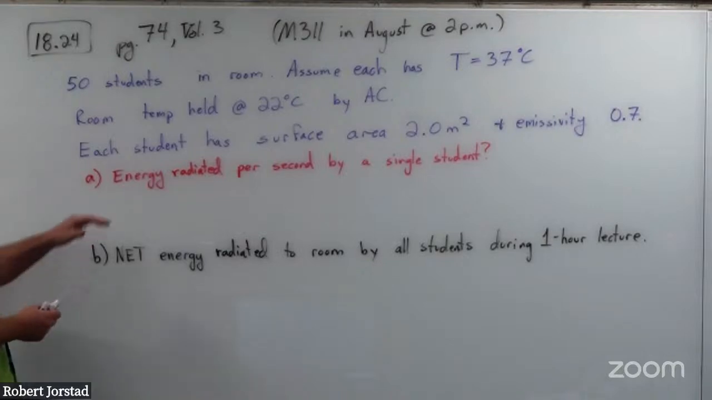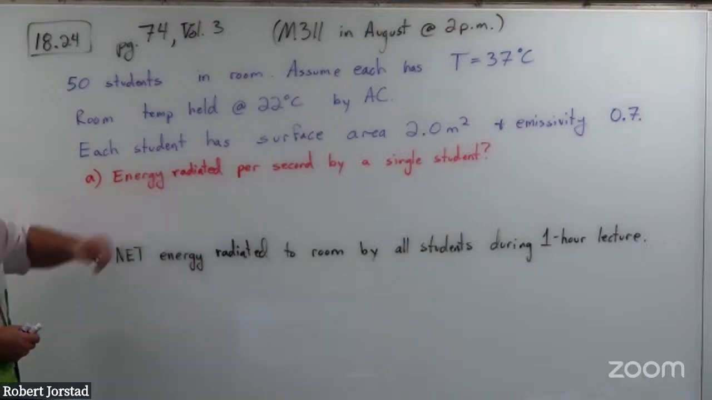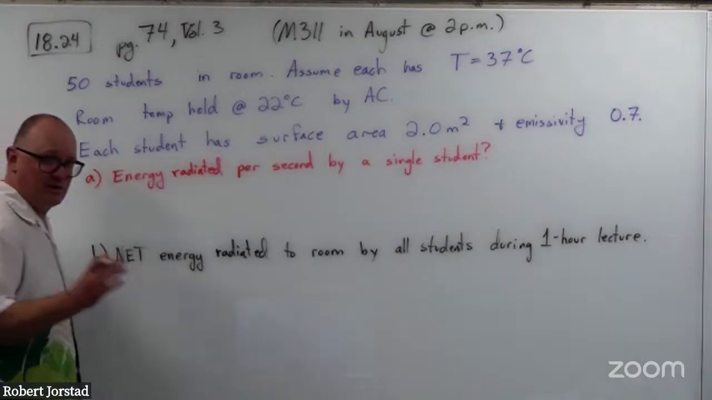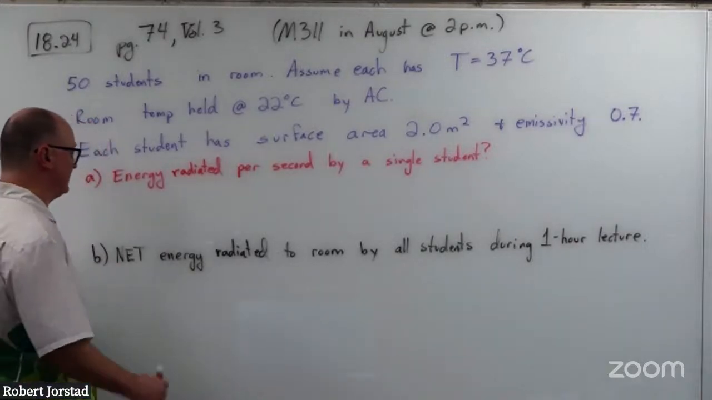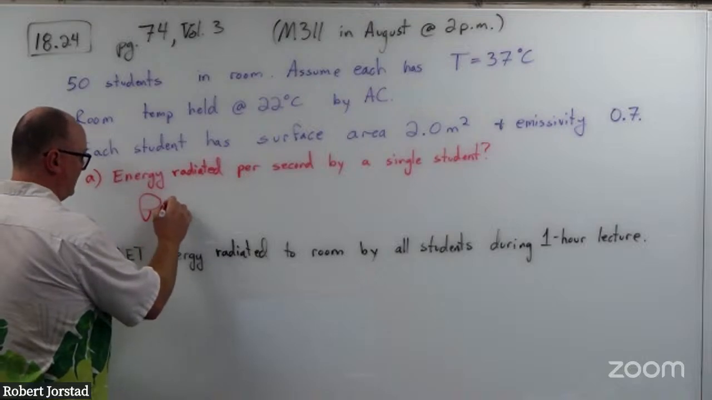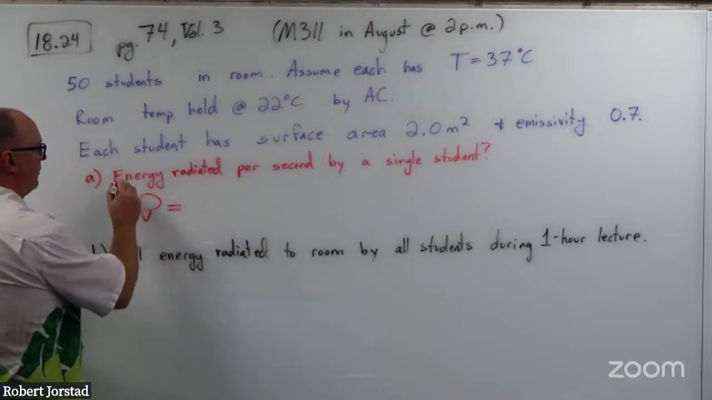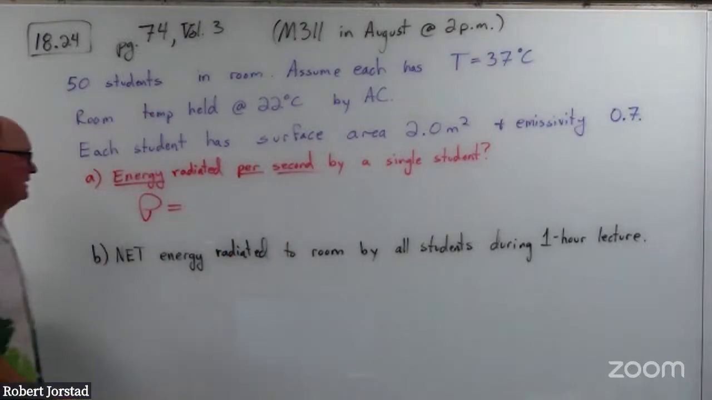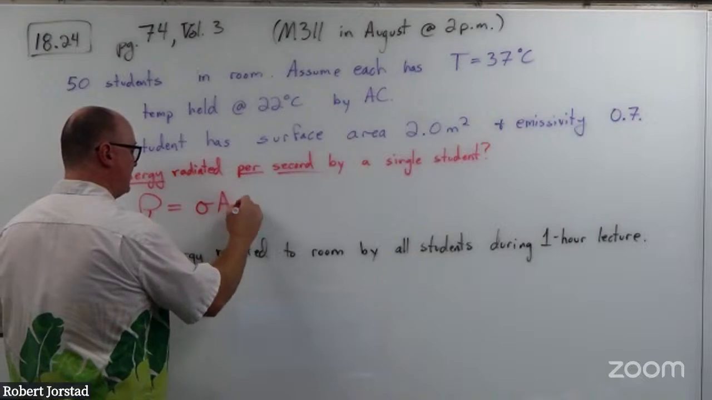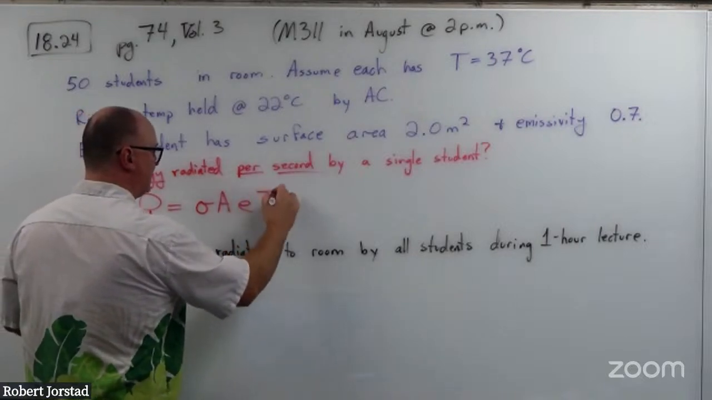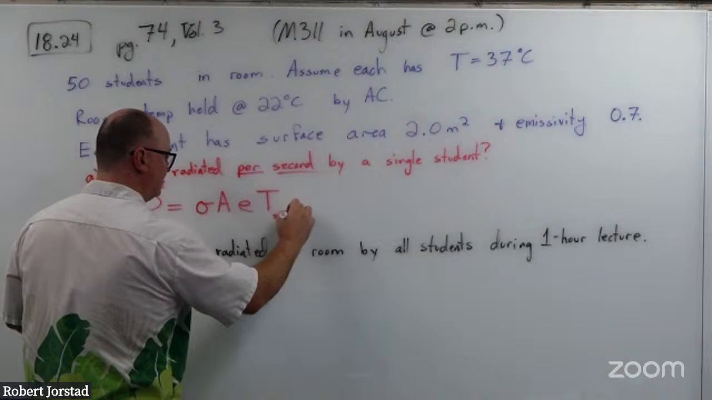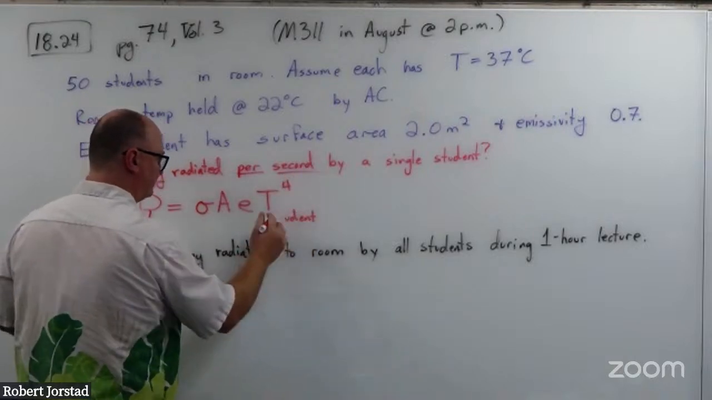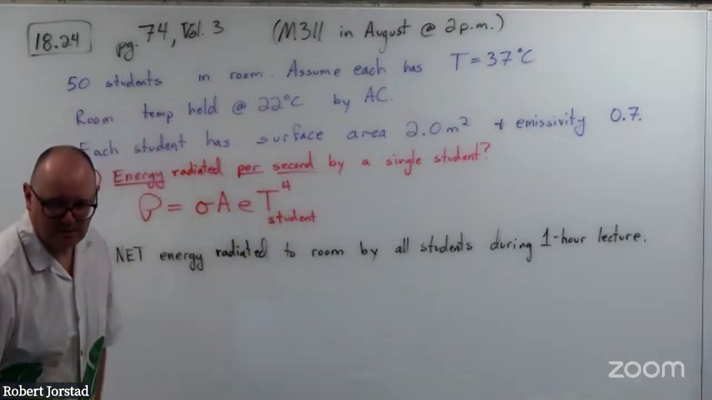All right, so what is the energy radiated per second by a single student? If you want to try to do it yourself, go ahead, pause the video. I'm going to do it right now. Power, that's what we're looking for. Energy per second is power. And that's sigma A E T of the student to the fourth power.